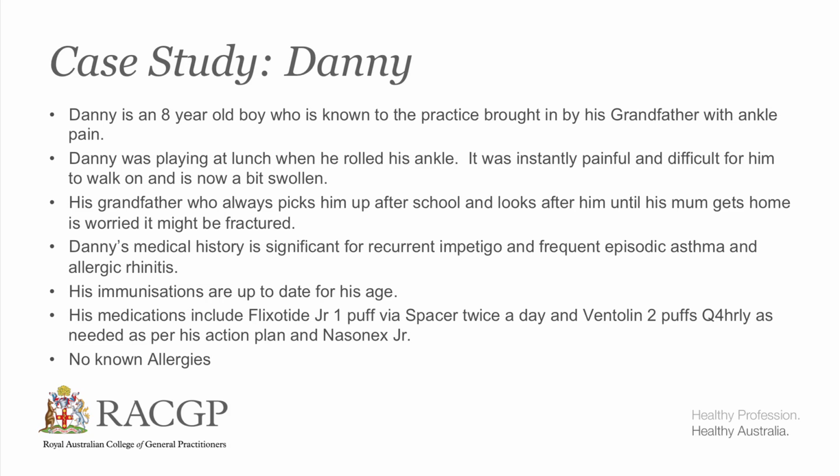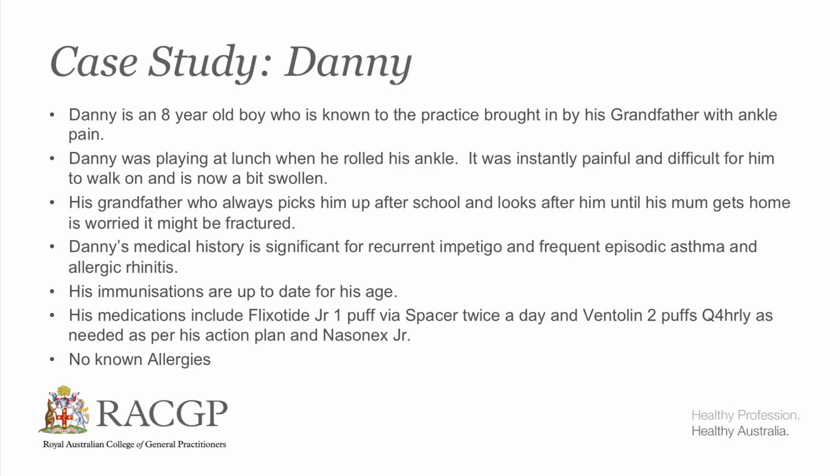His medical history is significant for recurrent impetigo and frequent episodic asthma, lots of asthma in the country right now, and allergic rhinitis. Immunizations are up to date. Medications include Flixotide twice a day, Ventolin 4-hourly, and Nasonex Junior. No known allergies. What issues might be important at this stage?